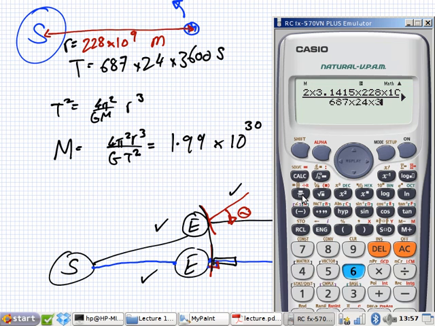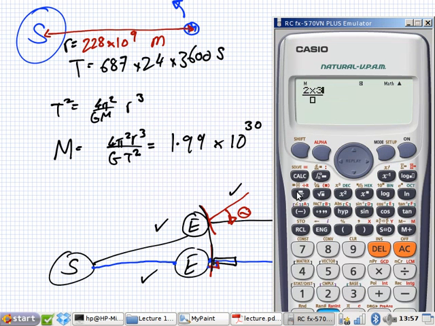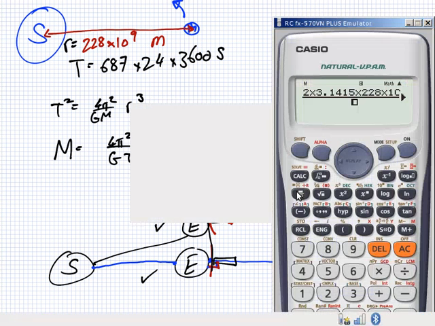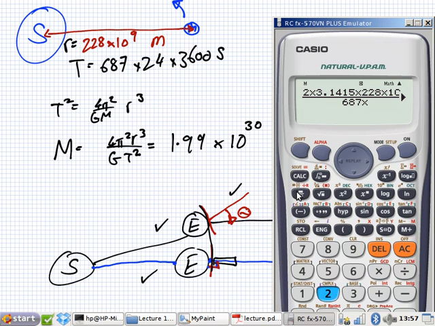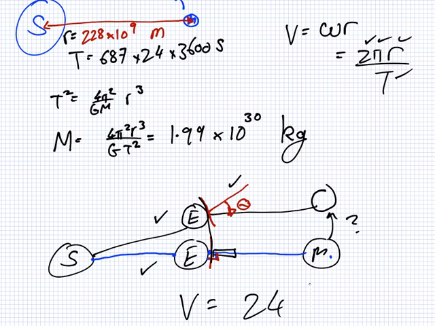Big number or small number? The speed of Mars. I'm expecting it bigger. Let me double check that. 2 pi r over T. Oh yeah, sorry, this is per second. 24 kilometers per second. Faster than Earth. Faster than Earth, yeah.